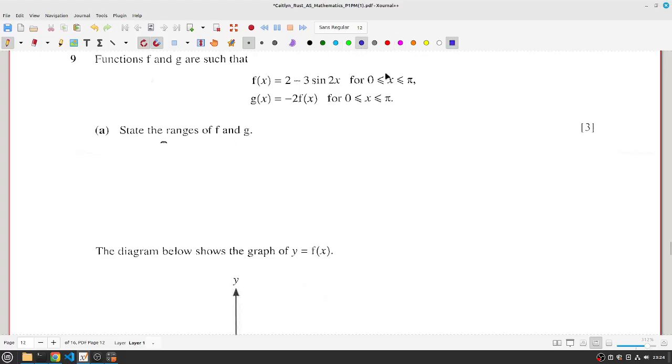Okay, before stating the ranges of f and g specifically, let's have a look at what the ranges would be for a basic sine graph, since we're working with sine anyway. So a basic sine graph looks like that, right? And that is 1 and negative 1. So it's just between negative 1 and 1. But this is from 0 all the way to 2 pi.